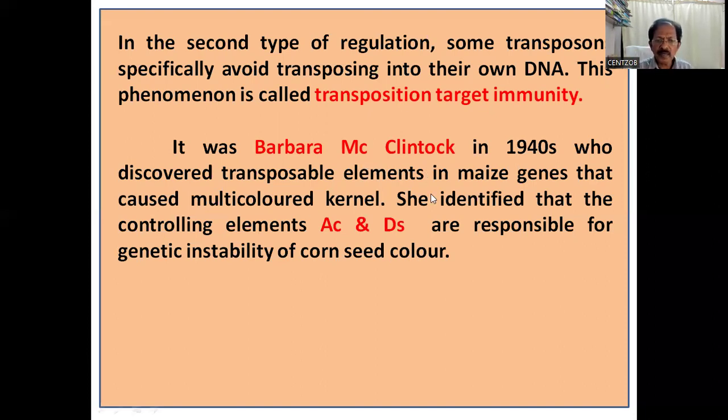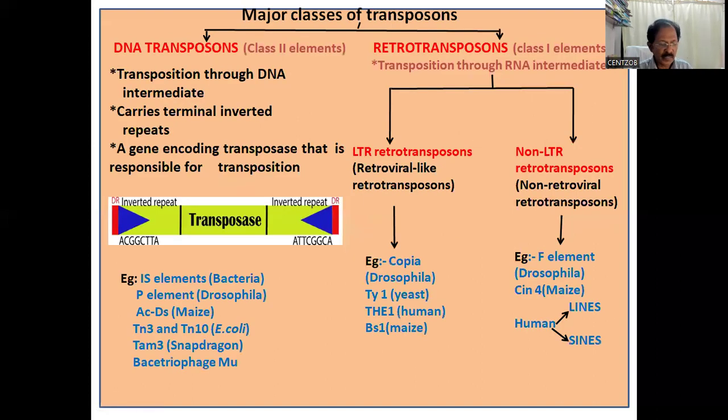It was Barbara McClintock in the 1940s who discovered transposable elements in maize that caused multicolored kernels. She identified that the controlling elements Ac and Ds are responsible for the genetic instability of corn seed color.